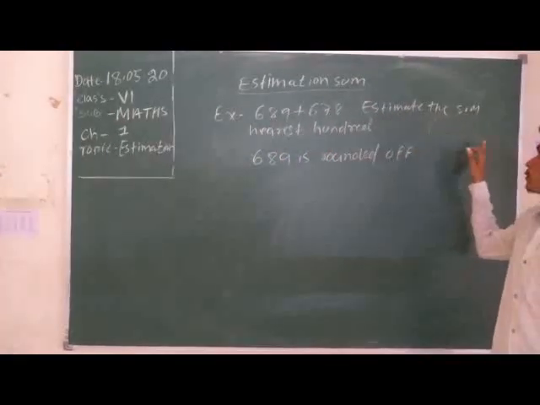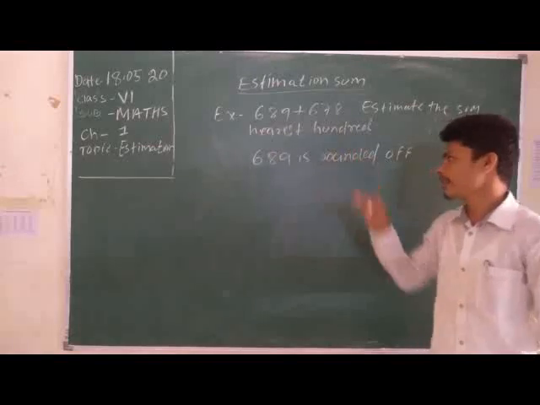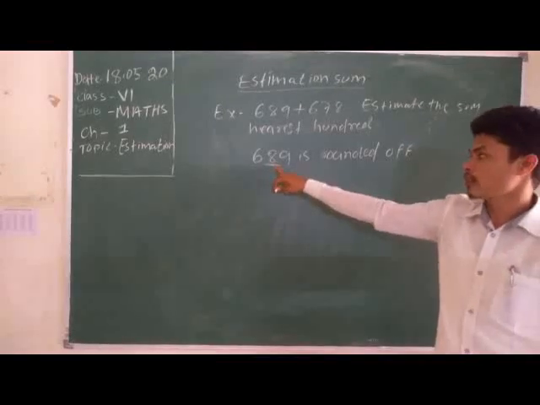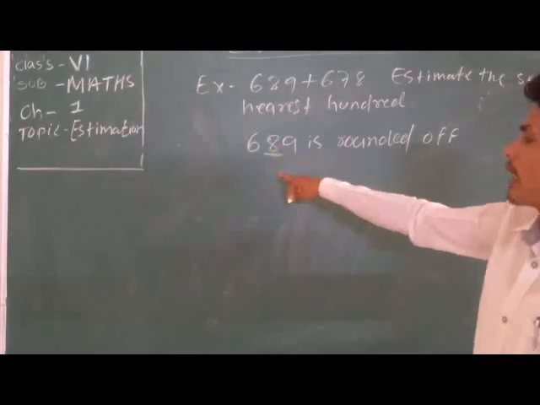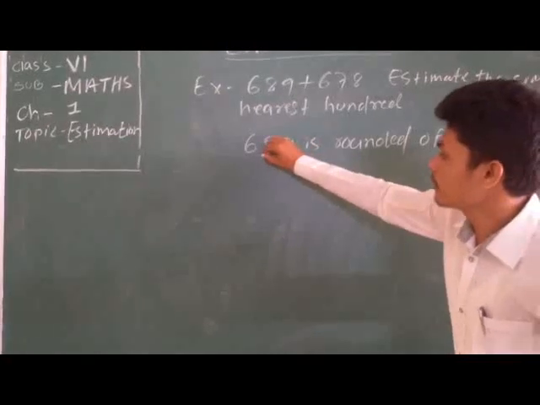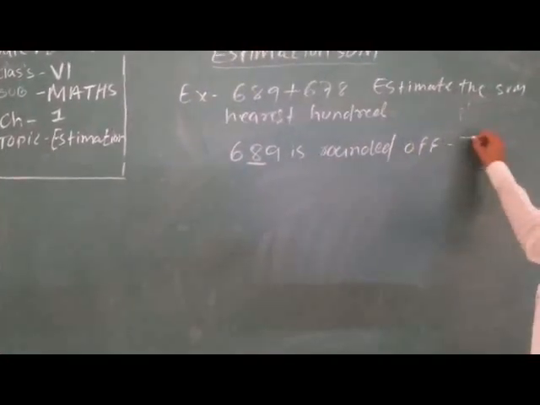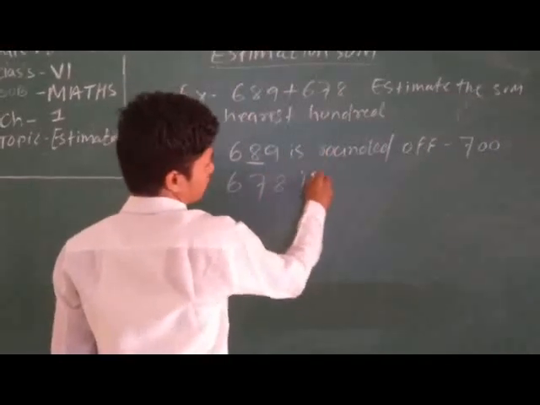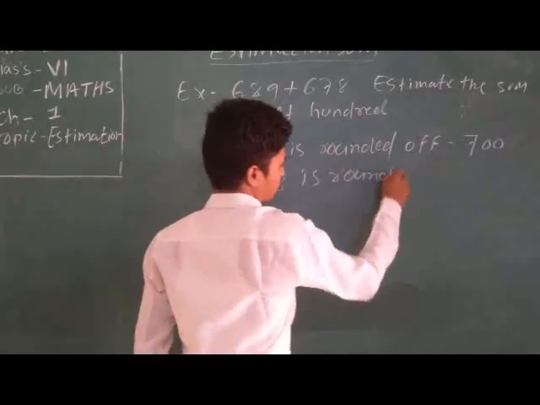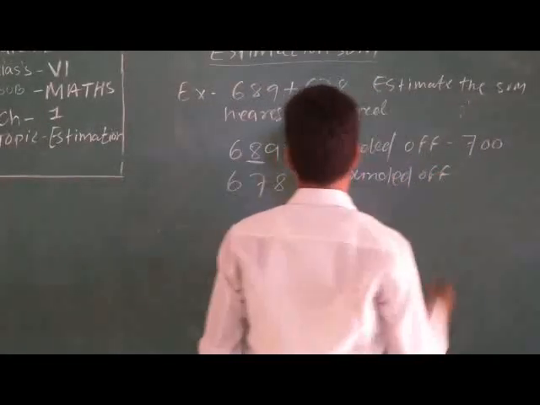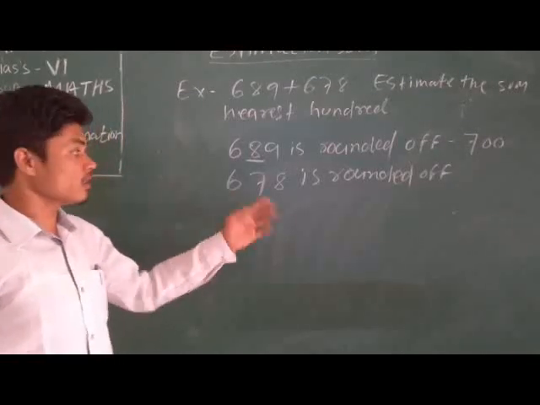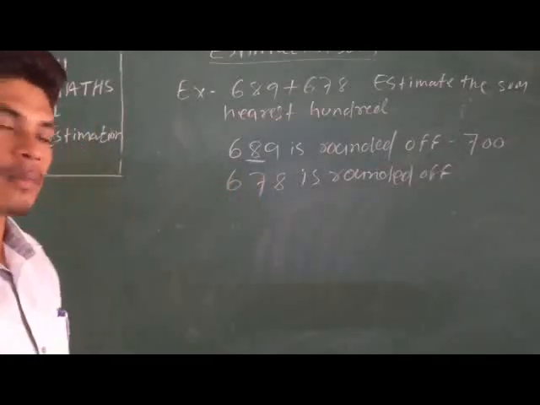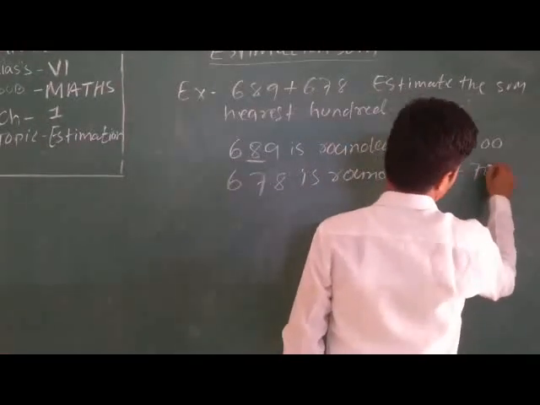In the last class I told you, when we find the nearest 100, we compare which digit? The tens digit. Is it more than 5? More than 5. That's why 600 will be changed into 700. Then 678 is rounded off. See the proof: the tens place here is also more than 5. That's why it is also 700.